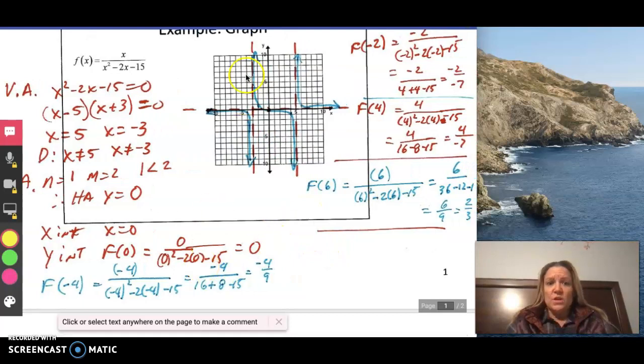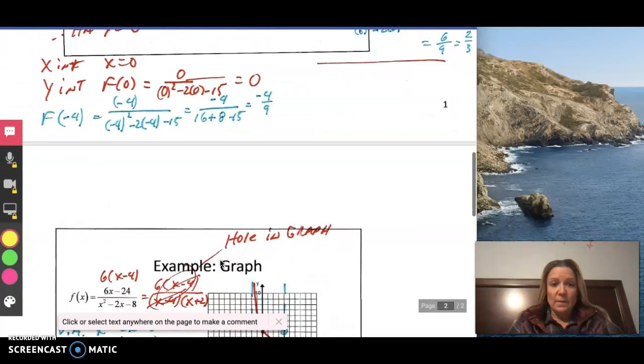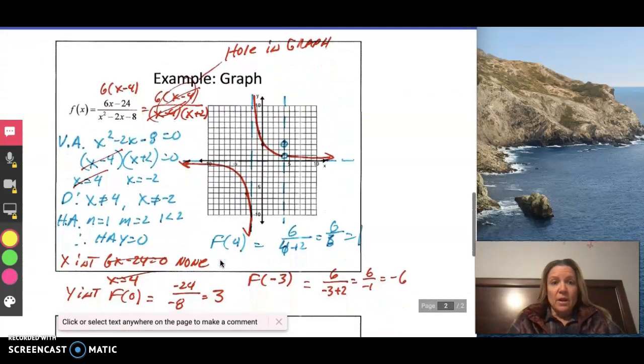And then if you want to find some exact points, you can plug in the different numbers. You can plug in negative 2, positive 4, positive 6, to get different points. Or you can go to Desmos and it can help you get a few points. Okay? All right, here's one that you haven't seen before. So we're going to have the function 6x minus 24, which factors to 6 times x minus 4, over the trinomial x squared minus 2x minus 8.